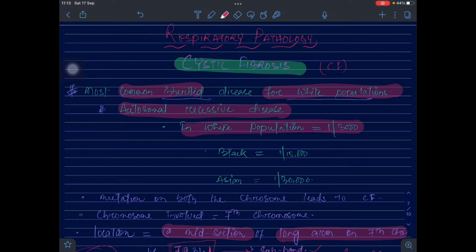It is very common in the white population, the ratio being 1 in every 3000, in the black population 1 in every 15,000, and in the Asian population 1 in every 30,000. Okay, it is the most common inherited disease in the white population. White population means the descendants from the North European people.